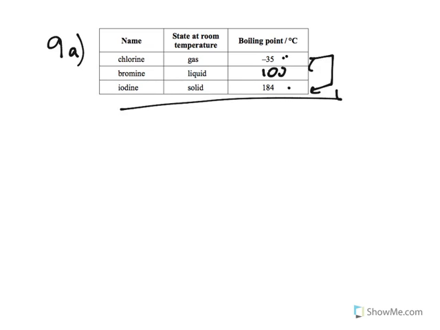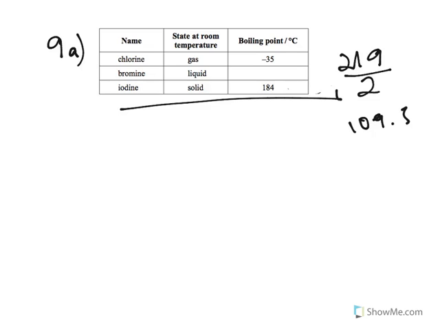Oh, sorry, actually it's minus 35. I didn't see that. So from minus 35 to 184, there is a difference of 219. So you divide 219 by 2, and you'll get 109.5. So let's just say 110. So you add 110 onto this, and minus 35 plus 110 would be about 75 degrees. So that would be an approximate, like, in between.